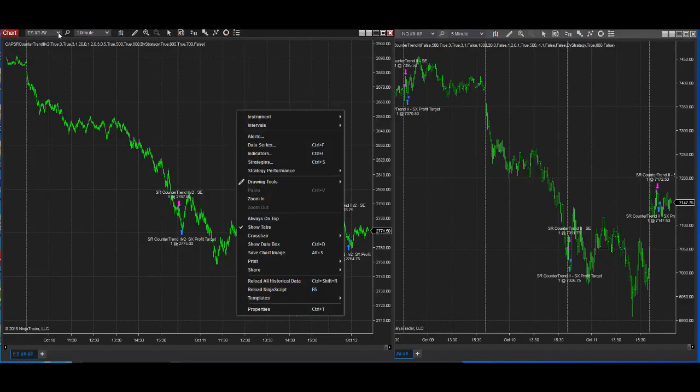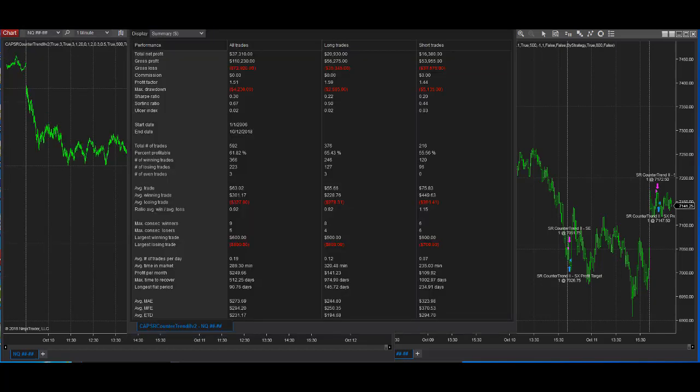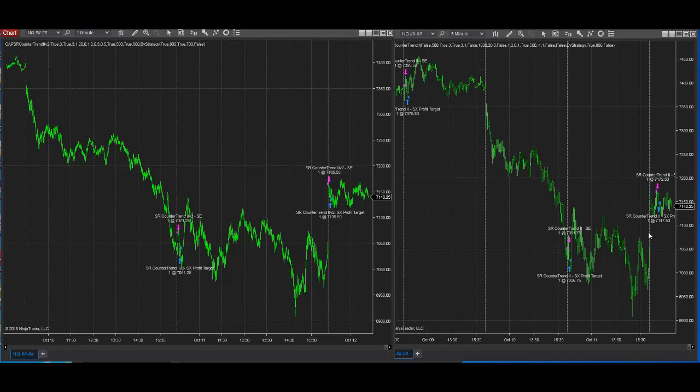Let me change this one to NQ as well. Here are the results in SR CounterTrend II NQ, and you see another short trades the last couple of days on both of these in NQ as well. So that's the update on how to trade the stock indexes with SR CounterTrend II.